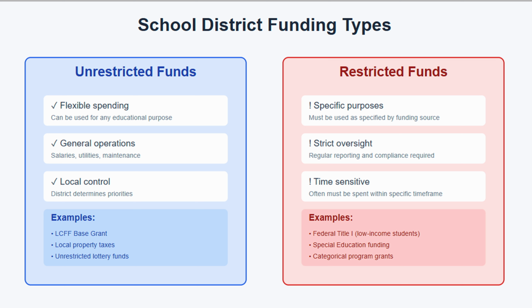Restricted funds, on the other hand, come with specific rules and requirements. These include federal funds for disadvantaged students, special education money, and targeted state grants. Districts can't simply move money between these categories. Each has its own purpose and accountability requirements.